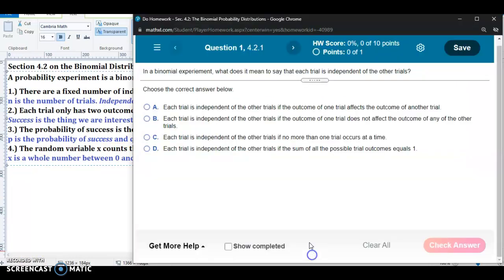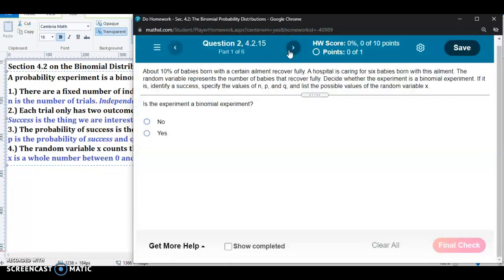So to answer the first question on the homework, it says that in a binomial experiment, what does it mean to say that each trial is independent of the other trials? Based on what we just covered, you would select the appropriate answer choice.